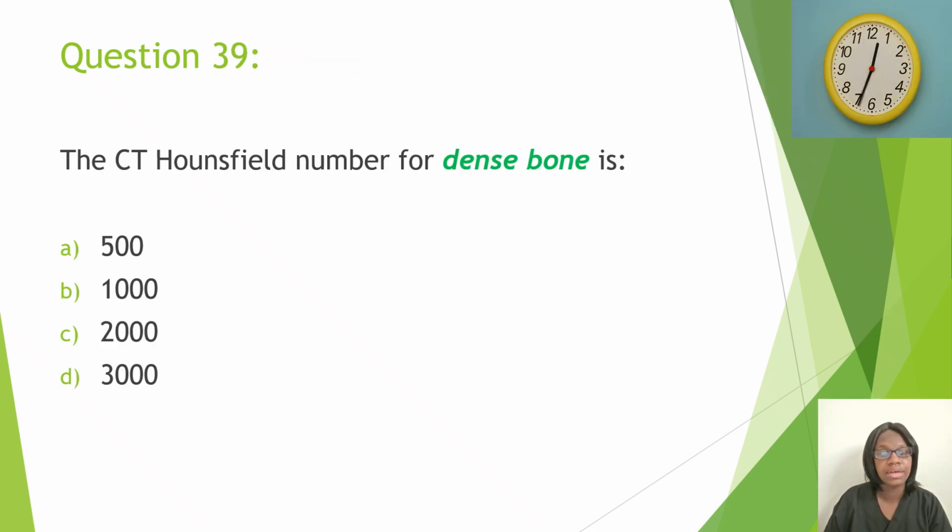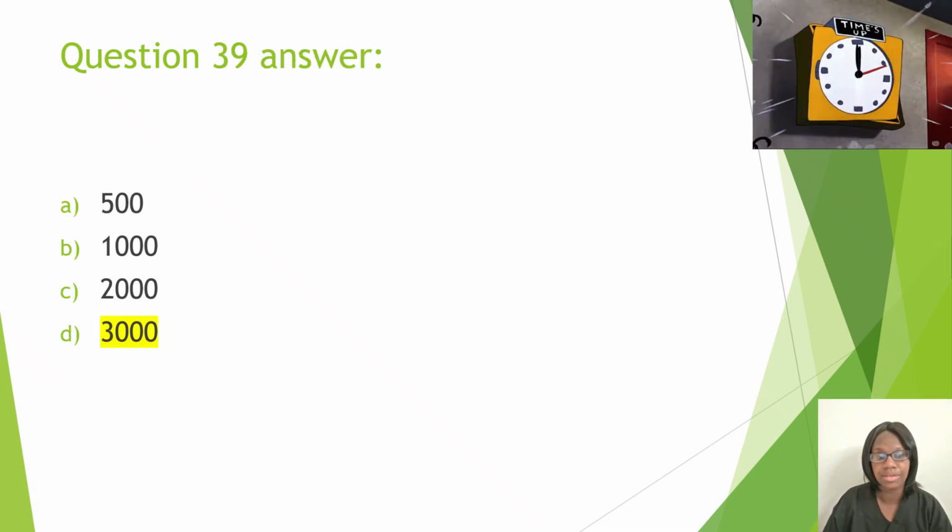Question 39. The CT Hounsfield number for dense bone is 500, 1,000, 2,000, or 3,000. And I should have said this at the beginning of the video, but if I'm going too fast with the questions, you can pause it or rewind it. The correct answer is 3,000.